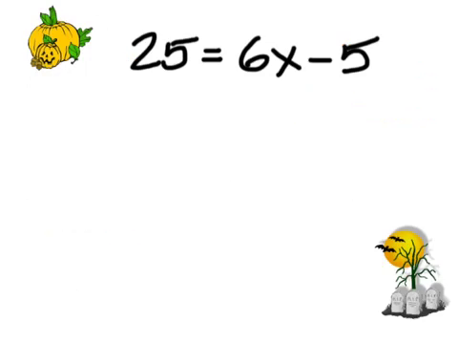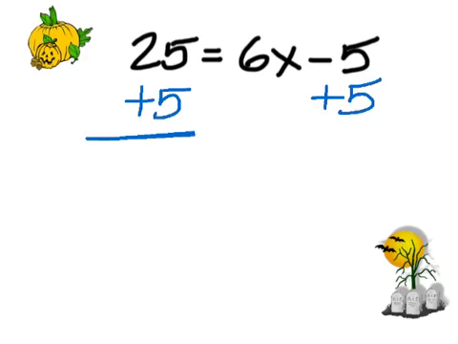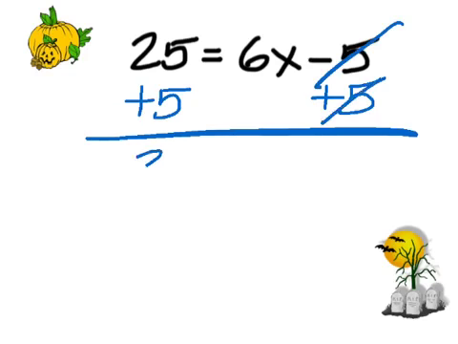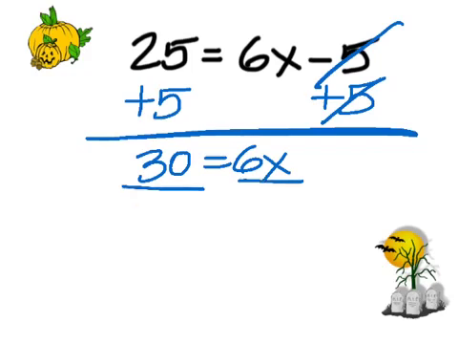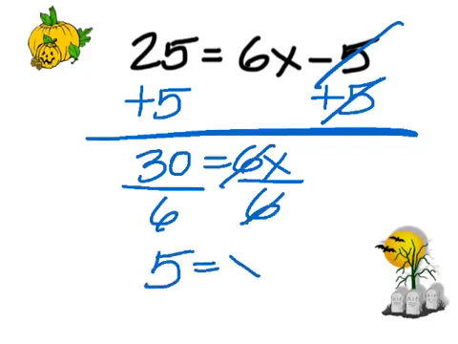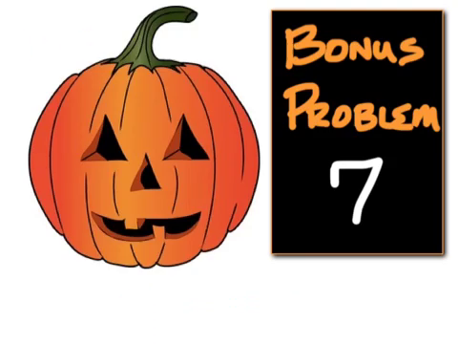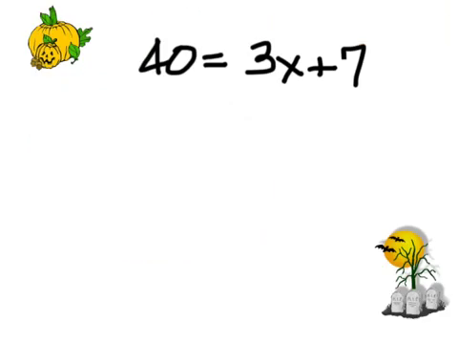Practice problem number 7. On the practice problem, add 5 to both sides. 30 equals 6x, and divide both sides by 6. 5 equals x.